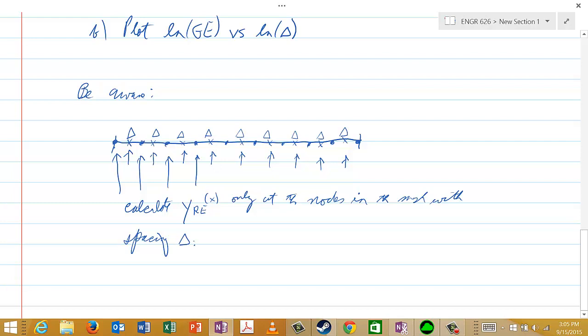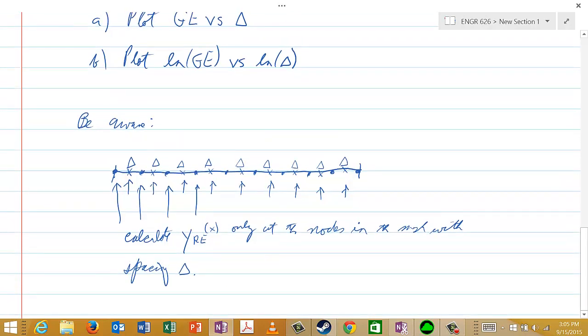In other words, don't worry about trying to calculate the Richardson extrapolate at those locations marked x, because you don't have your original numerical solution at those points. The original one, when the spacing is delta, is only calculated at the circles. So only calculate the Richardson extrapolate at the circles as well, and then you'll calculate the global error and plot it versus that delta.